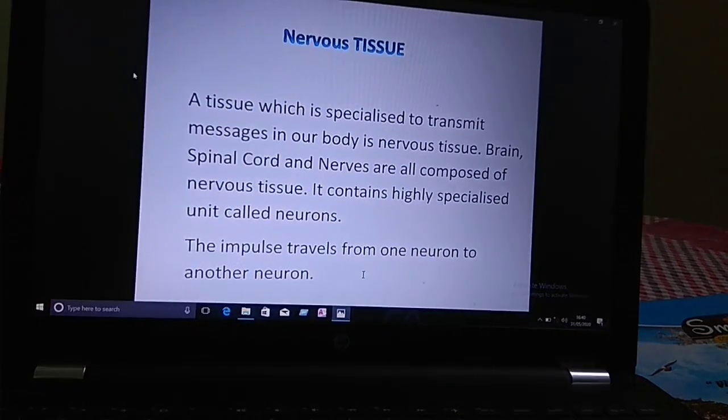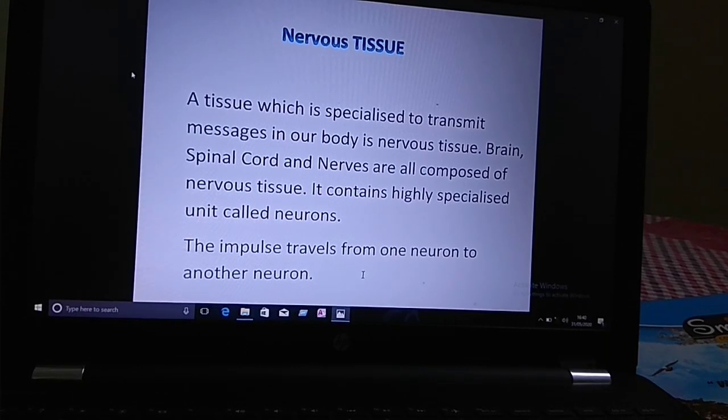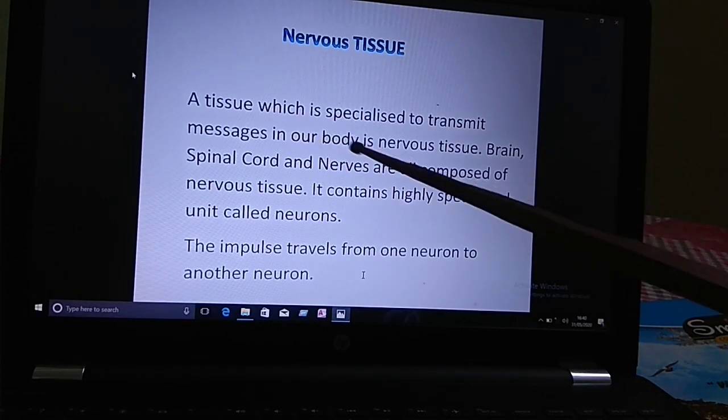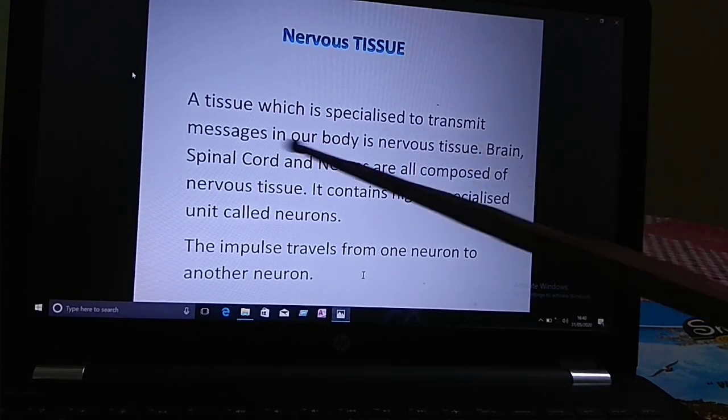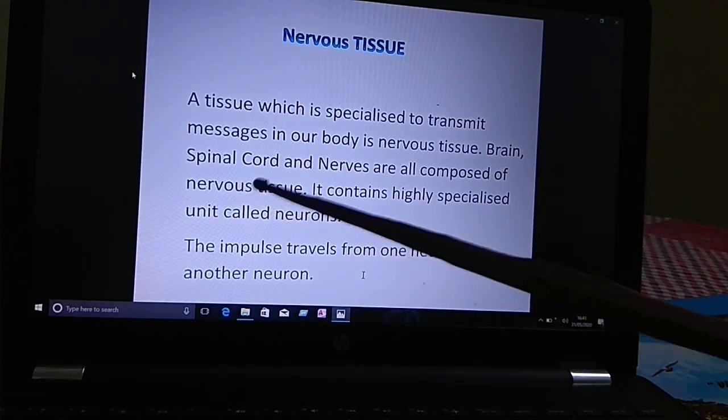Okay children, let's start today's lesson. Nervous tissue. This is the last part of the tissue chapter, second chapter of the biology. So children, I have explained this about the nervous tissue in the previous class also. A tissue which is specialized to transmit messages in our body is nervous tissue. Brain, spinal cord and nerves are all composed of nervous tissue.